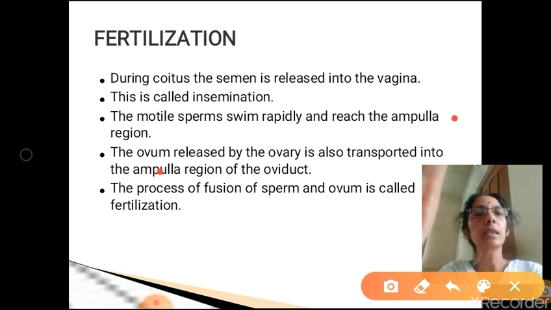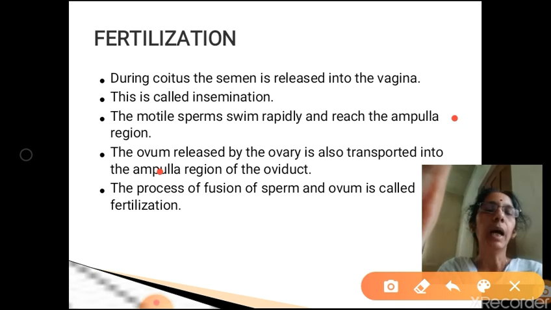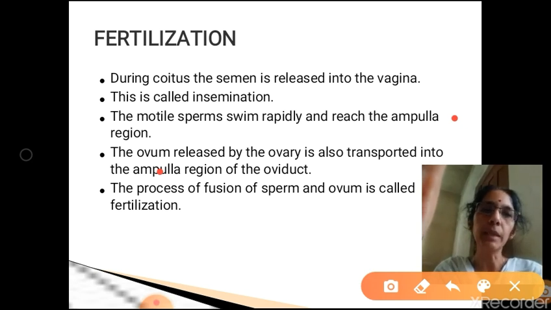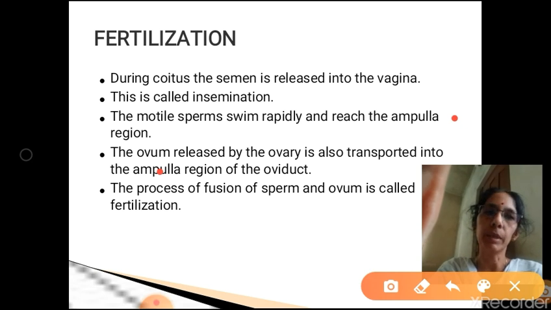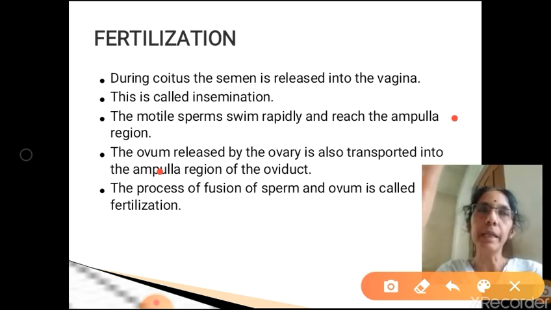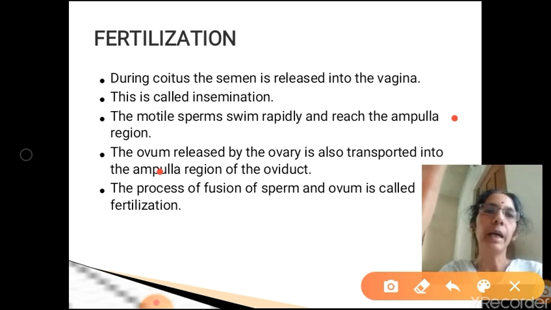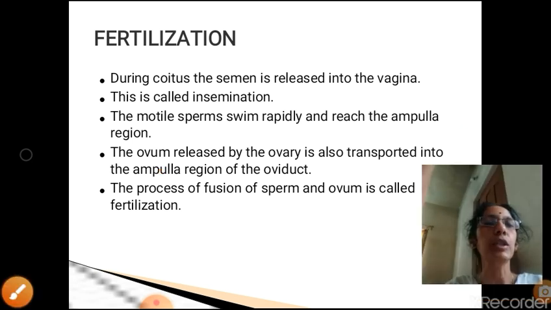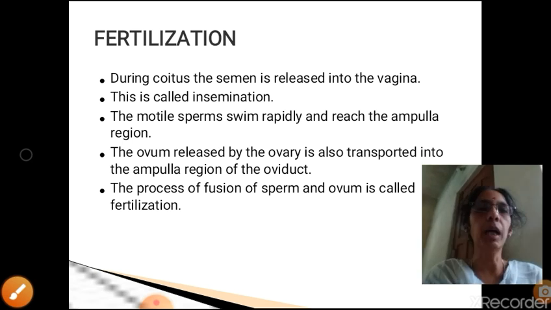So, the process of fertilization, that is the fusion of ovum and sperm, takes place at which part? The ampulla region. You have studied that the oviduct has a region very close to the ovary called the infundibulum. At the terminal part, it has finger-like projections called the fimbriae. The fimbriae will guide the ovum into the infundibulum. Then it reaches the ampulla, and sperm also reach the ampulla region. The process of fertilization occurs in the ampulla region.